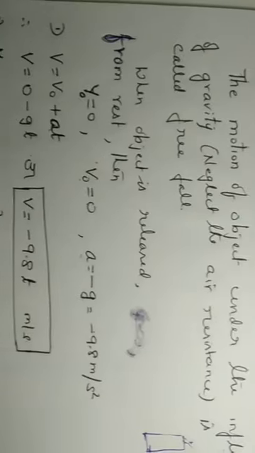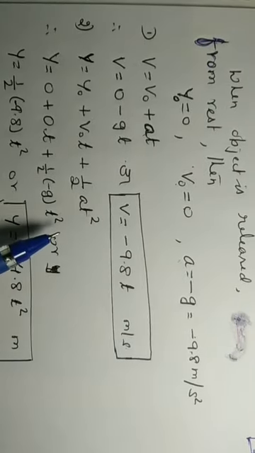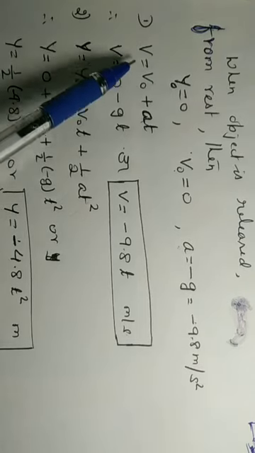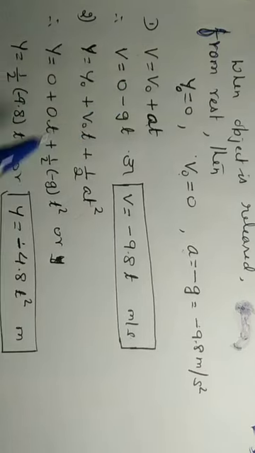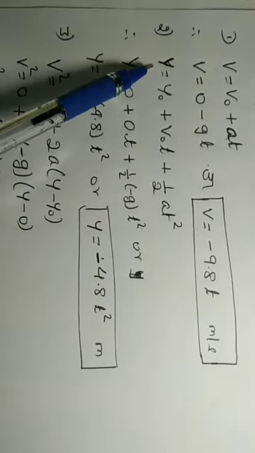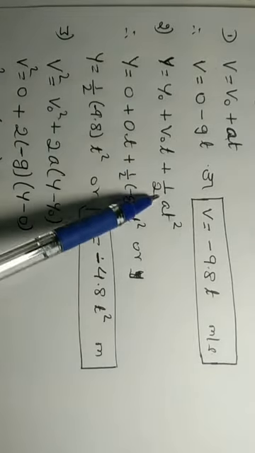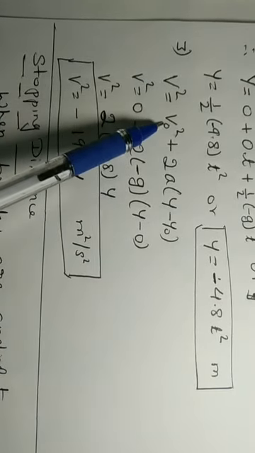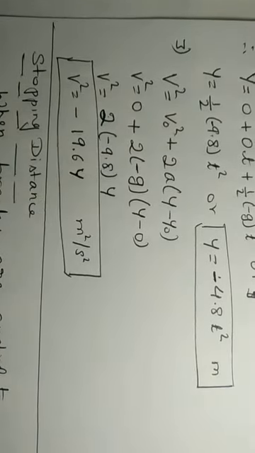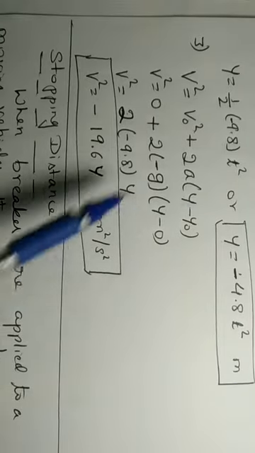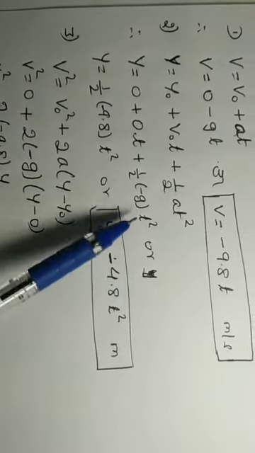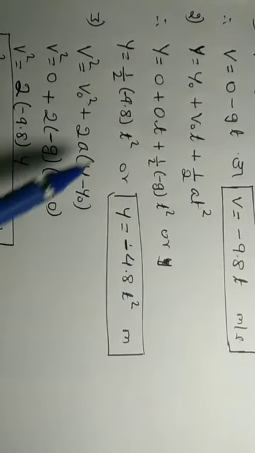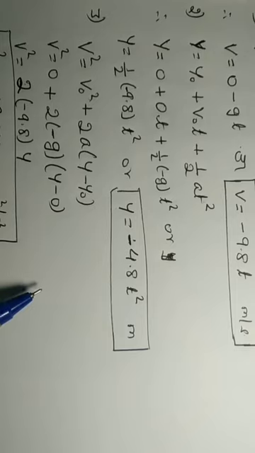I have given the different equations under free fall. We have used three different kinematic equations. One is v equal to v naught plus at. The second is y equal to y naught plus v naught t plus half at square. The third is v square equal to v naught square plus 2a times y minus y naught. So when you come across different problems under free fall, you can use these equations and substitute the values like this.